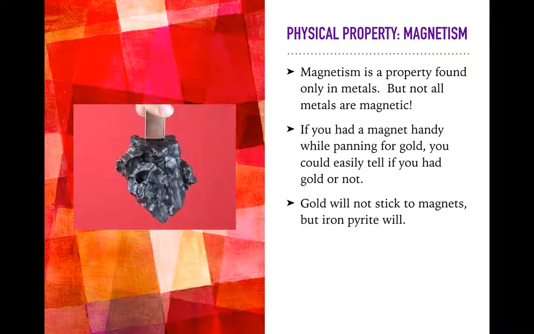Magnetism is a physical property that is found only in metals. However, not all metals are magnetic. If you had a magnet handy while panning for gold, you could easily tell if you had gold or not. Gold is not magnetic, but iron pyrite is.